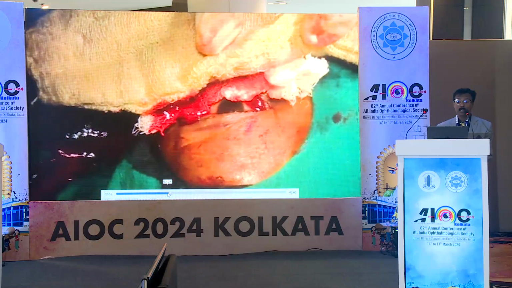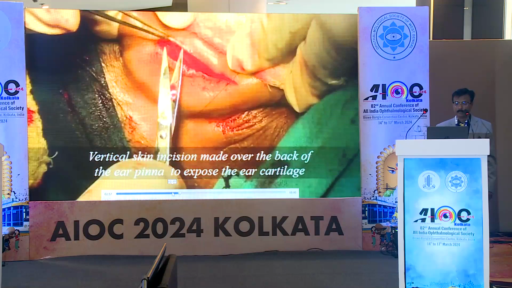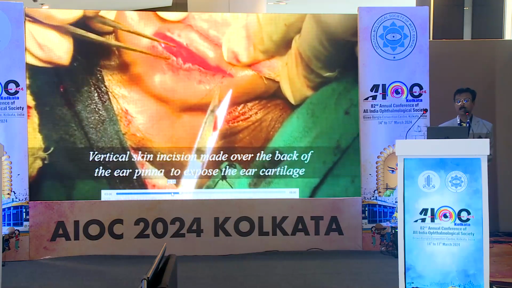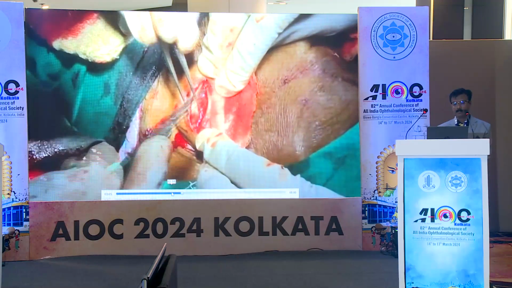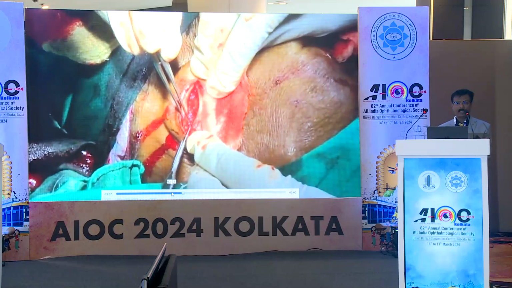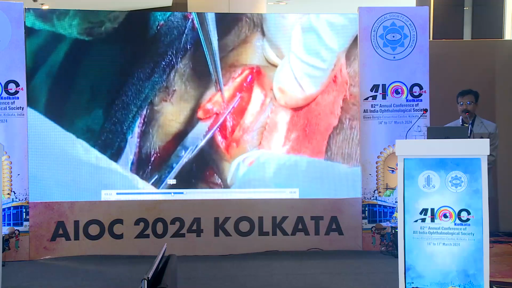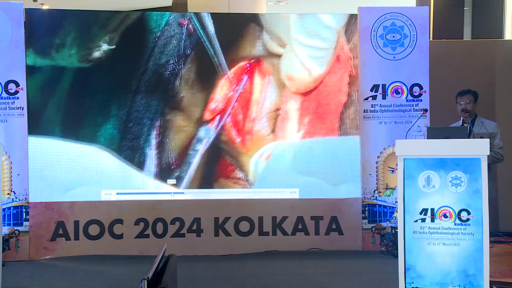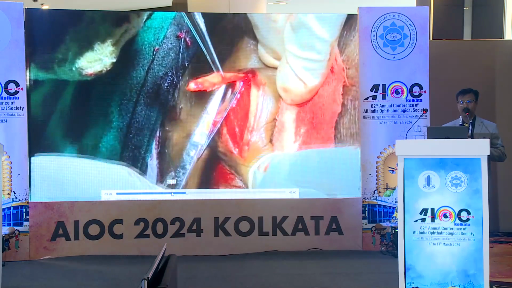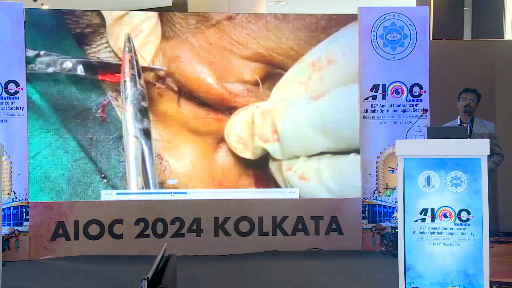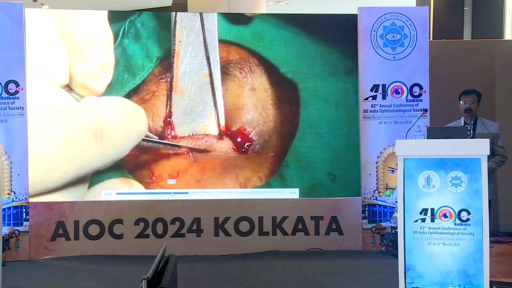This is a bridge flap we made. Now harvesting auricular cartilage from the back of the ear pinna. All ears are not the same. Some cartilage is brittle, some is healthy. And the curvature of the cartilage is not the same. The curvature of the eyelid contour is a 30-degree angulation, which is not available in the auricular cartilage. But we have to provide architectural support.